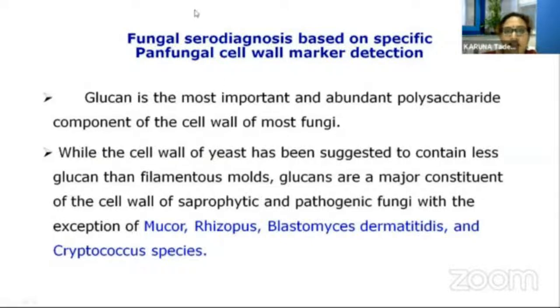And glucan is very important in fungi, because it is a polysaccharide that is a component of the cell wall, predominantly secreted in fungal infections. While the cell wall of yeast has been suggested to contain less glucan than filamentous molds, glucan is a major constituent of the cell wall of saprophytic and pathogenic fungi, with some exceptions like Mucor, Rhizopus, Blastomyces dermatitidis, and Cryptococcus species.